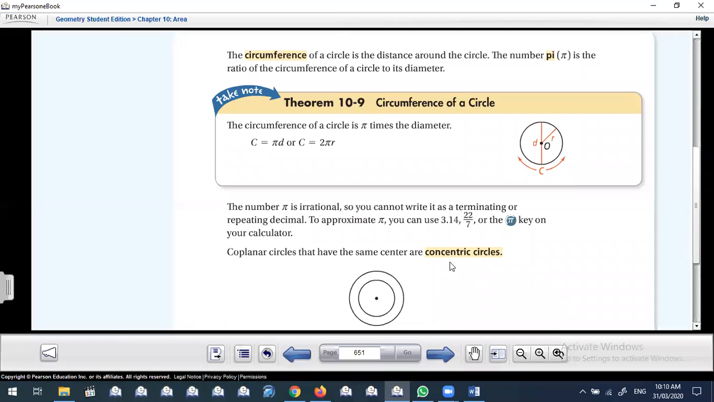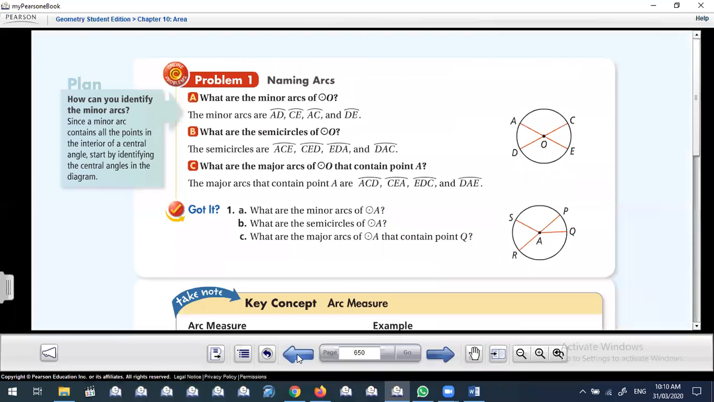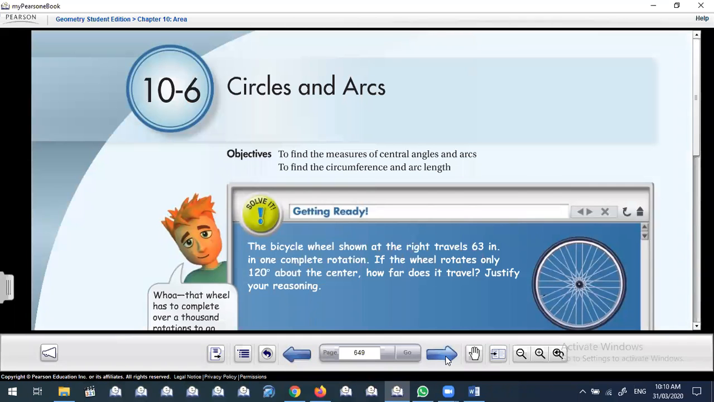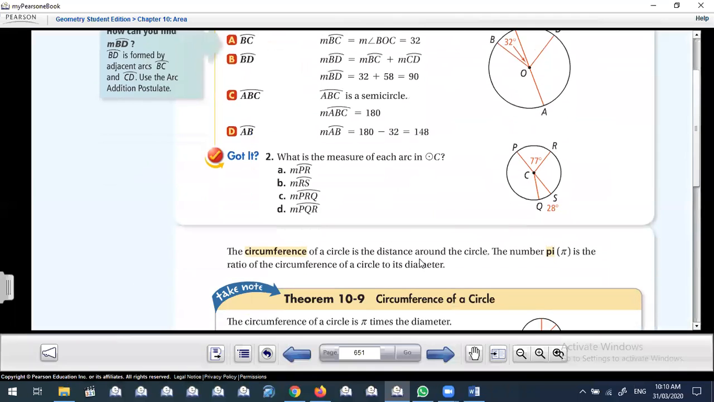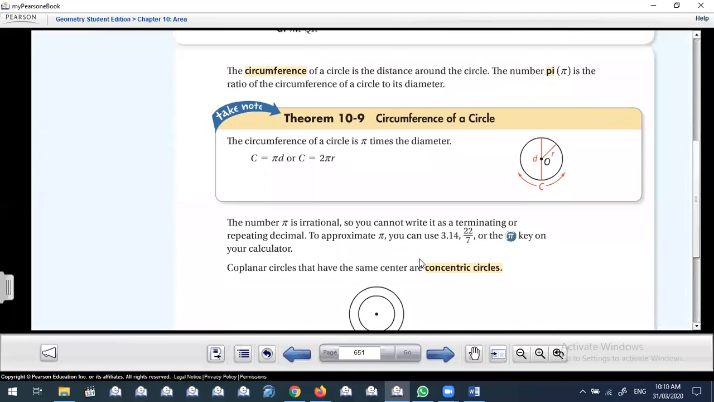How are you today? Our lesson today is the same lesson we studied yesterday, which is circles and arcs. Today we are going to continue the other part of the lesson: circumference of the circle. What is the circumference of the circle? Circumference of the circle is a distance around the circle.